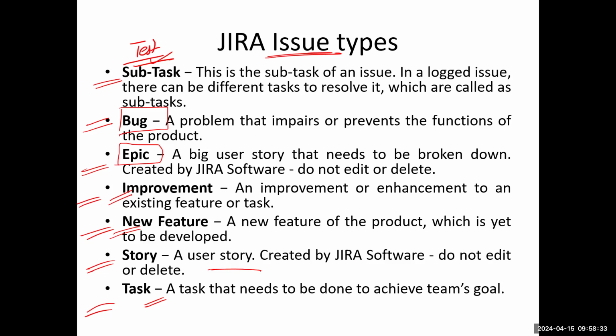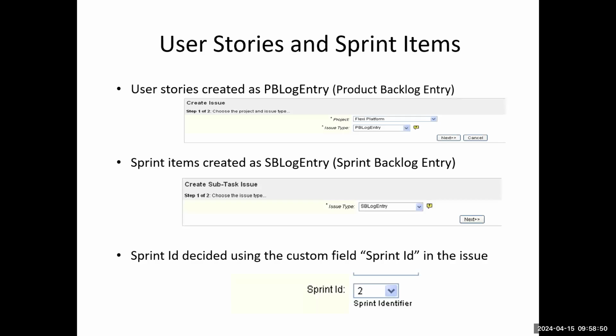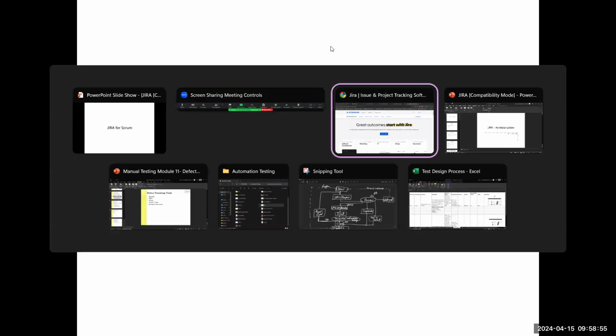But do remember at least these issue types: epic, story, task, subtask, bug, test, and any new improvement or new feature. At least these issue types you need to remember, which are very common. Okay. So Jira for Scrum, for what purpose are we using it? Instead of learning here, let's start with the practical.